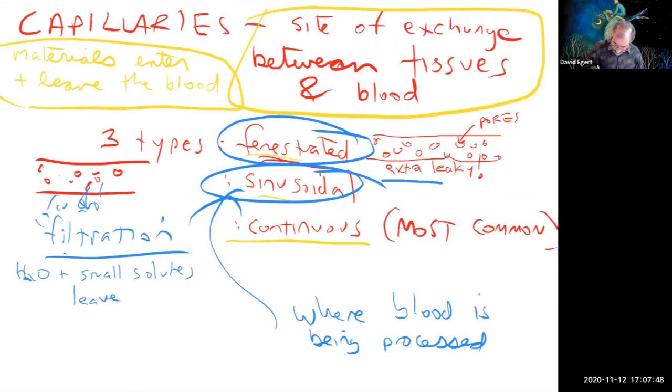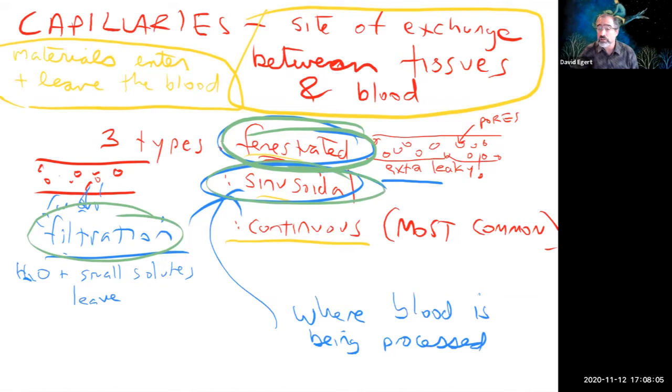So, okay, that gets us fenestrated, super leaky, used for extra absorption or else filtration to generate different fluids. Sinusoidal capillaries, specialized in these places where blood's being processed, where they're really twisty to slow the blood down. They are usually super leaky, even so leaky they've got breaks in the walls so cells can reach in and process and clean up stuff in the blood.